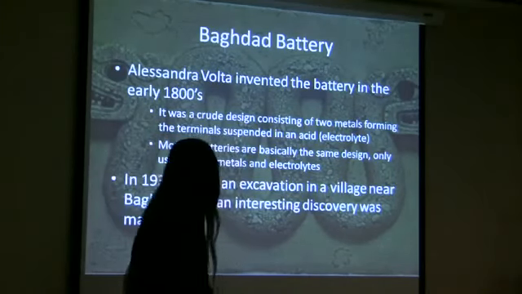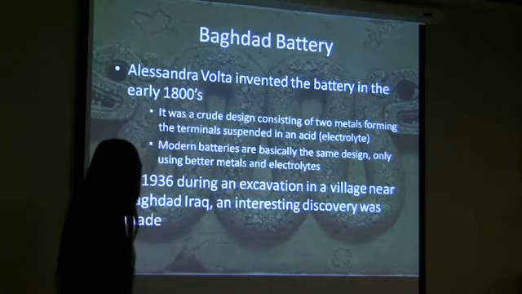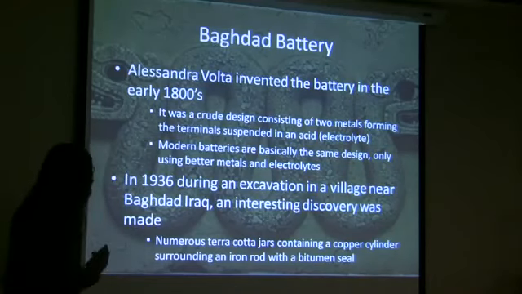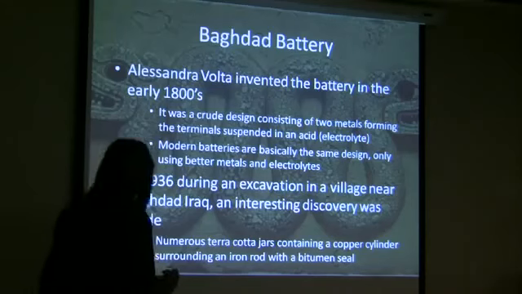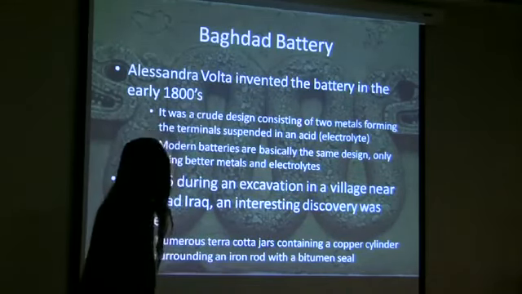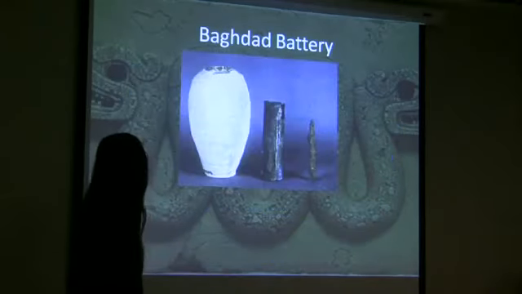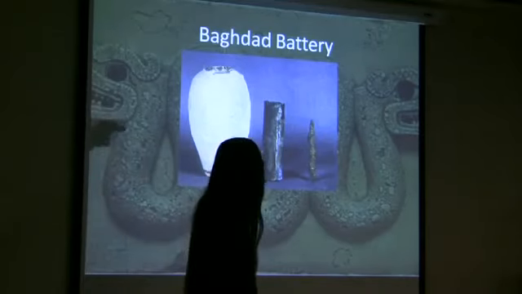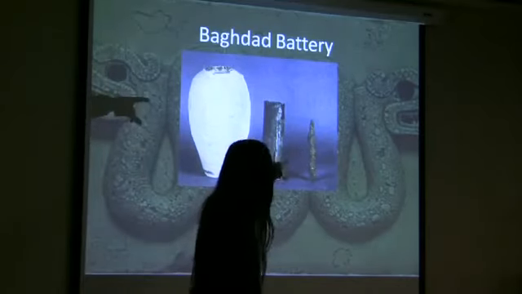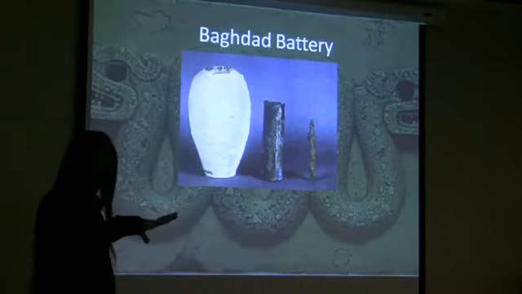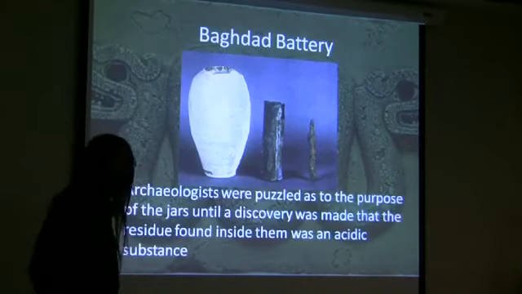In 1936, during an excavation in a village near Baghdad, Iraq, there was an interesting discovery that was made. Numerous terracotta jars containing a copper cylinder surrounding an iron rod with a bitumen seal over them. Bitumen is basically like tar. You can think of it that way. I mean, terracotta is obviously pottery. And there's a picture of it right there. Okay, so the white thing is the terracotta jar. Sitting inside that was the black thing, which is a copper cylinder. And the other thing on the end is the iron rod that was suspended inside the copper cylinder. The whole thing nicely sealed with a tar bitumen seal.